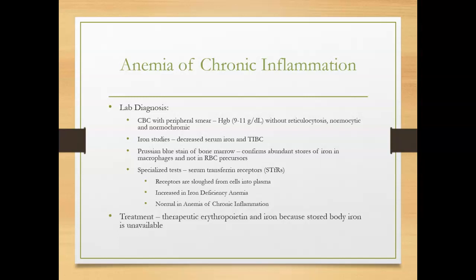There's also some more specialized tests. We can look at serum transferrin receptors. So these are receptors that are sloughed from the cells into the plasma. It's increased in iron deficiency anemia, but this one would be normal in anemia of chronic inflammation. With these patients, we usually treat with a therapeutic erythropoietin, which normally comes from the kidneys, to try and boost the production of those red cells. And they also give iron because the stored body iron is actually unavailable, so they have to provide it more often.